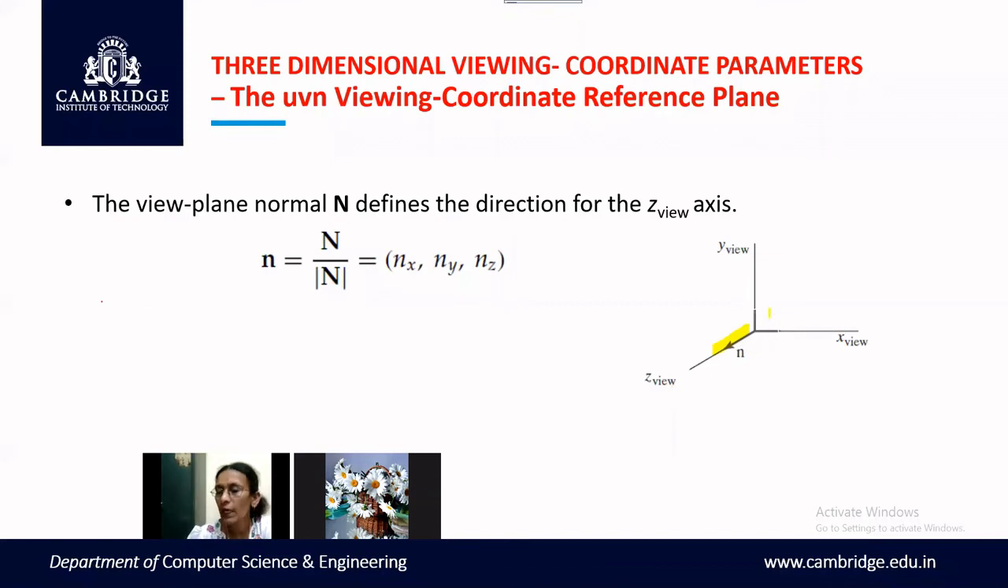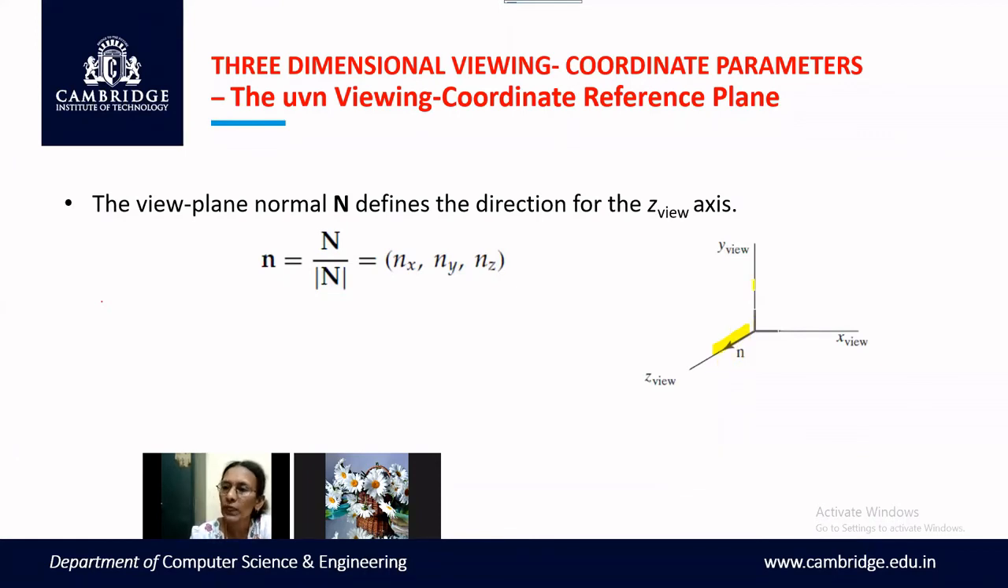Okay, say n is a unit vector along the normal vector. Then n can be written as capital N, that is the vector N divided by mod N. So this gives you the unit normal vector n. This again will consist of x component, y component, and the z component. So you can write it as N divided by mod N, or in terms of x, y, and z components, nx, ny, nz.